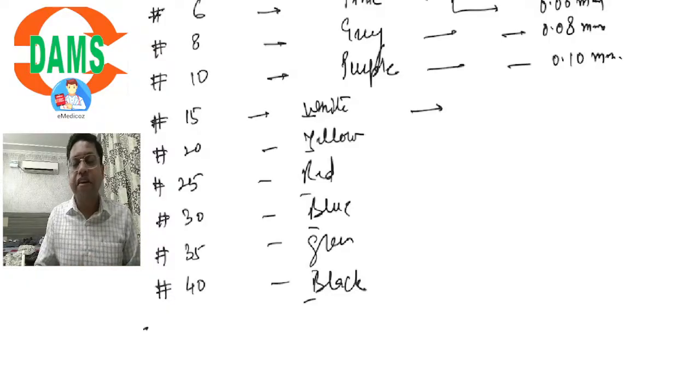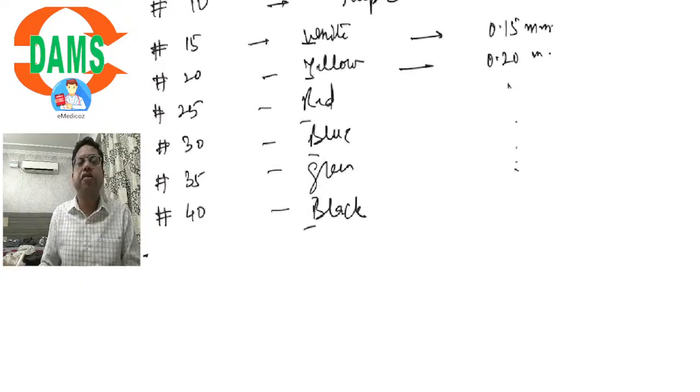So what would be the diameter at tip, or D0, for a number 15 instrument? 0.15 millimeter. Divide the size by 100. So the size of the instrument indicates the diameter at the tip of the instrument, and the diameter at the tip of the instrument is designated with D0. 0.20. Like this, we can calculate the D0 or diameter at the tip.